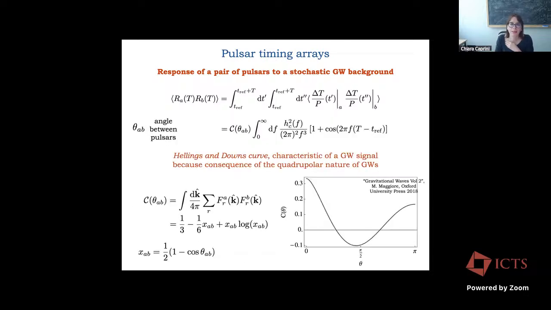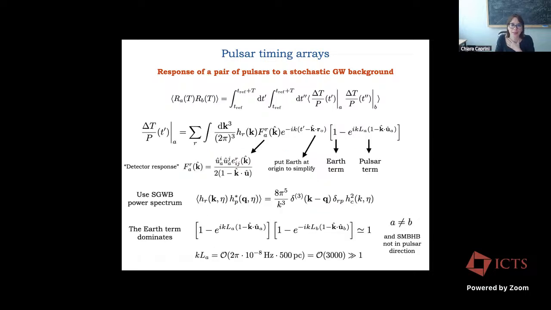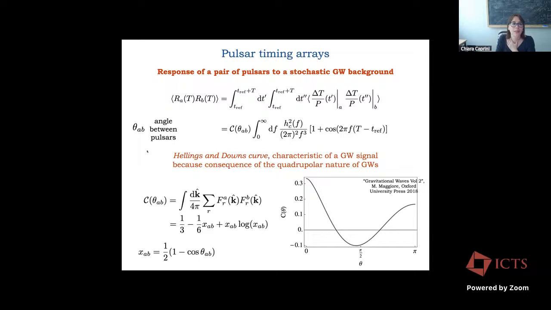Okay, and then basically what one does is that one inserts this power spectrum here, one does all the integrals, and one finds in the end that it's possible to rewrite this cross-correlation of the residuals in this form. Okay, so there is going to be just, at the end, one integral in frequency of this quantity.